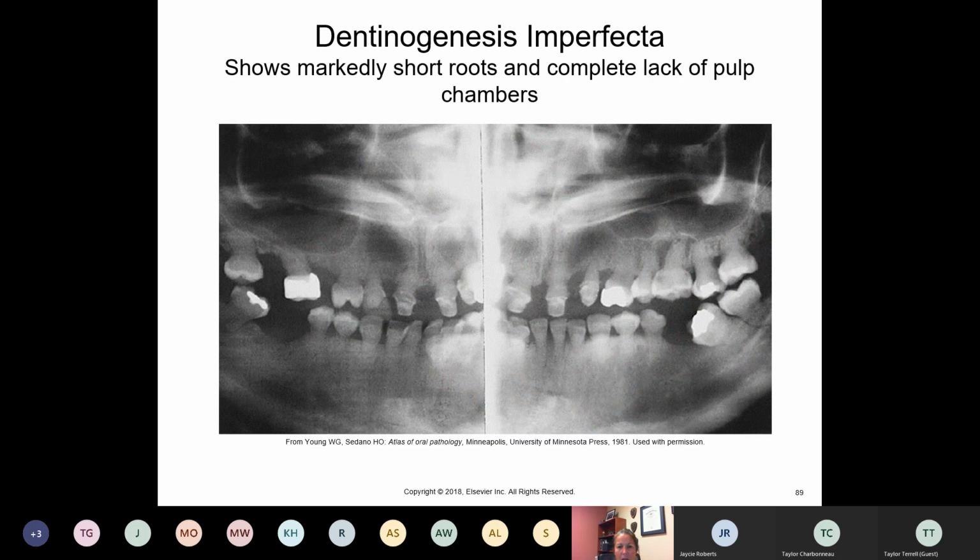Here is an x-ray. You can see how odd the teeth look. You don't see pulp chambers. I'm looking to see if I see any periapical lesions. I can't really tell on those anterior teeth, but those are the things we'd be looking for.